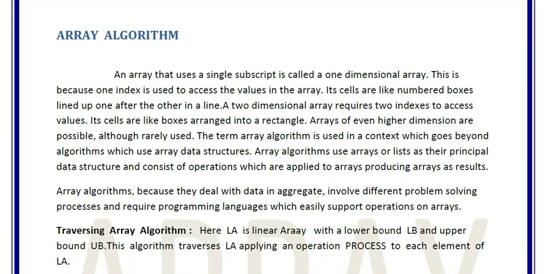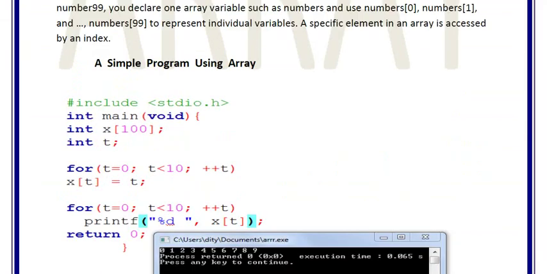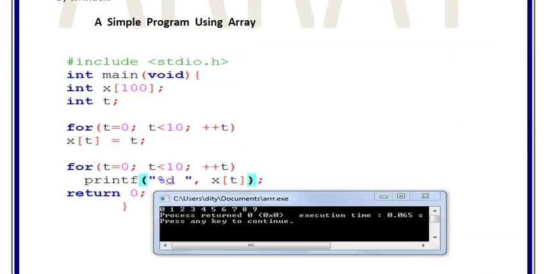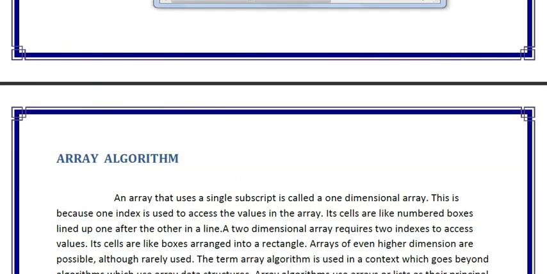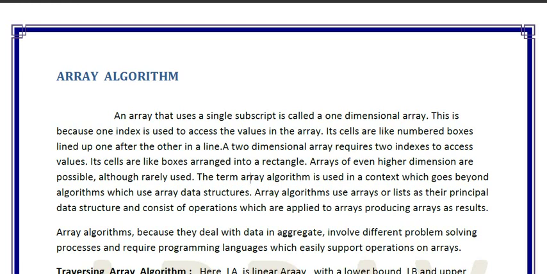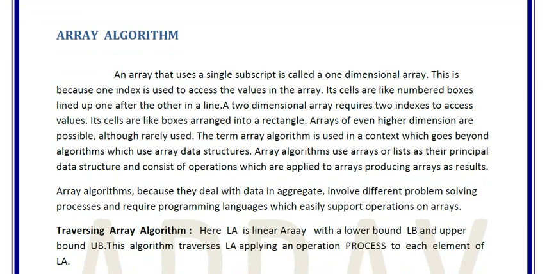Array algorithms. In this section, an array that uses a single subscript is called a one-dimensional array, because one index is used to access the values in this array. It looks like a row of boxes, line upon line. That means if your array looks like this, then in this indexation section you have these values in a single line like this one. This is a single line array, also known as a one-dimensional array.